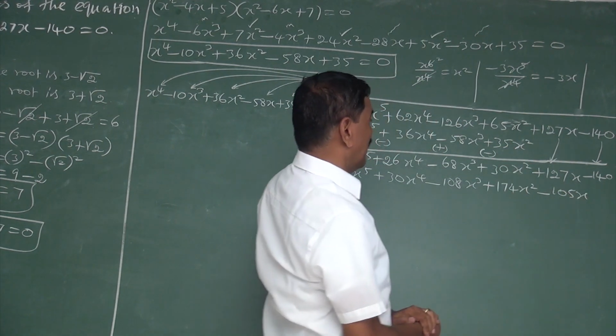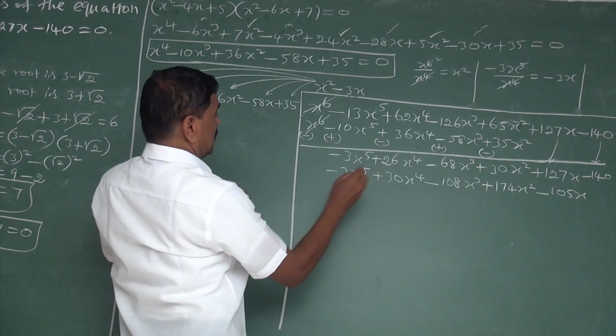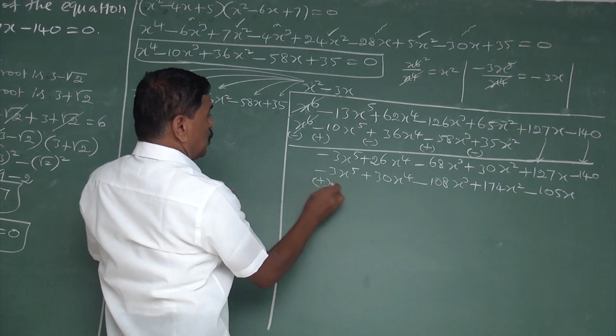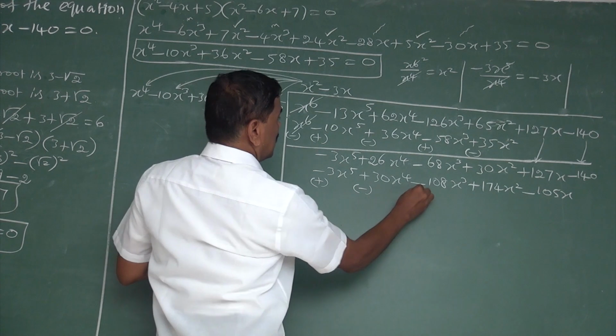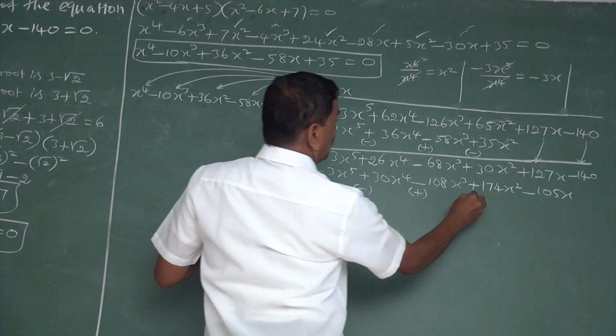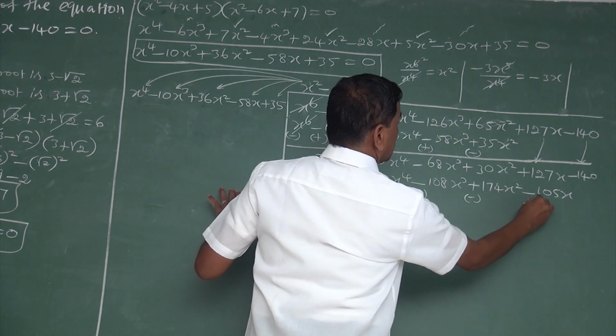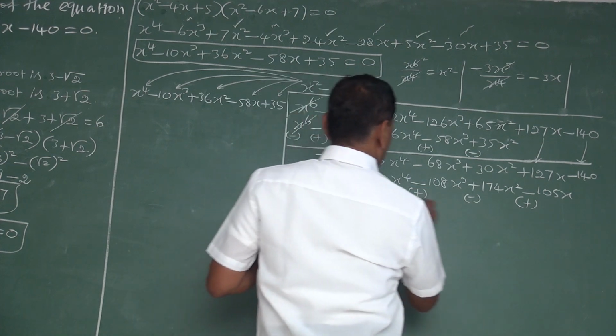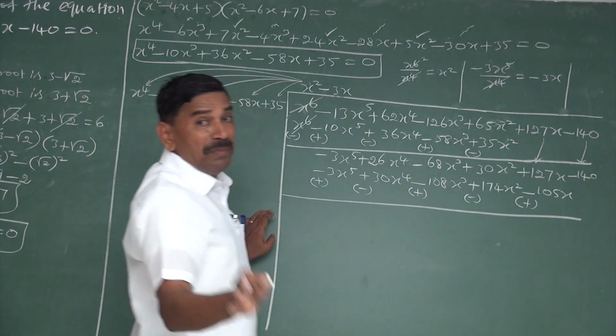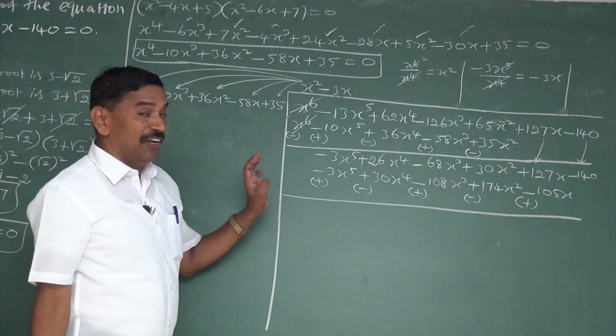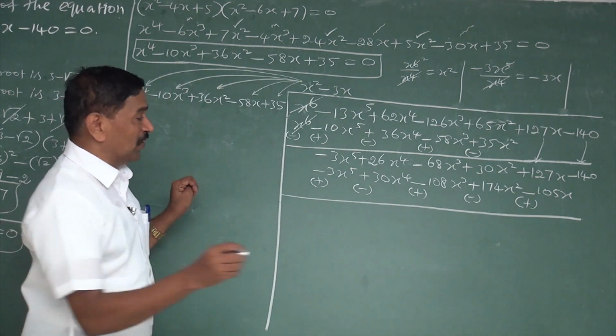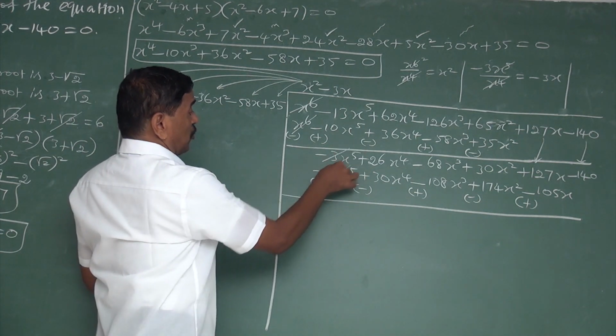Okay, enough. Now, sign change. Minus change to plus, plus change to minus, minus change to plus, plus change to minus, minus change to plus. Next, now simplification yourself. Can you tell me what is the simplification? Good. First term cancel because negative positive cancel.